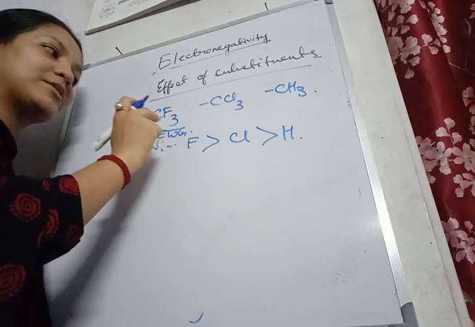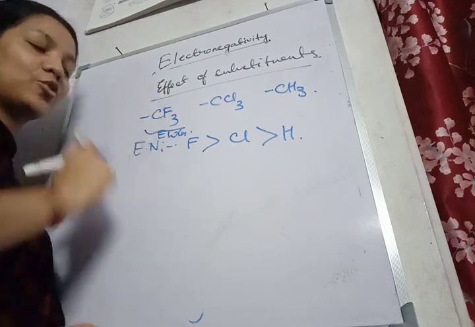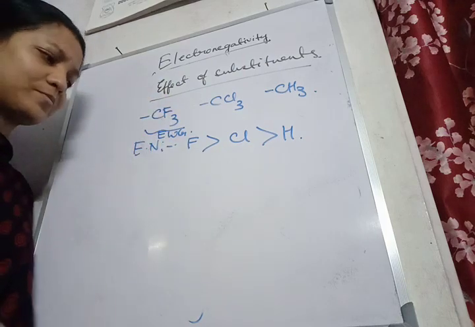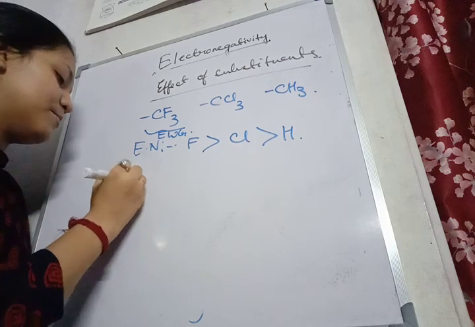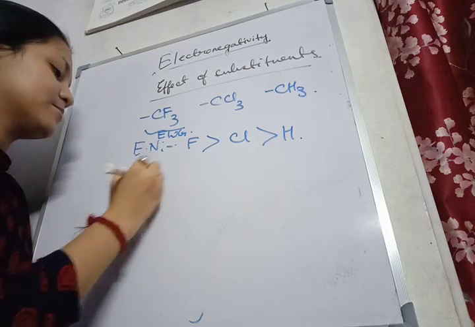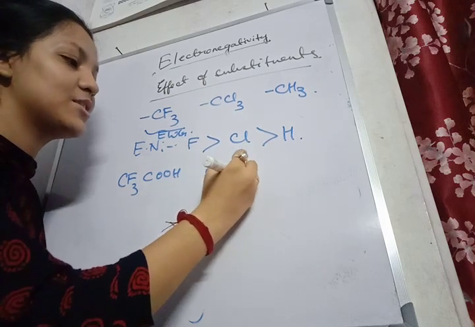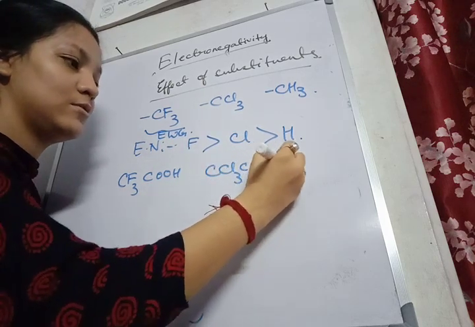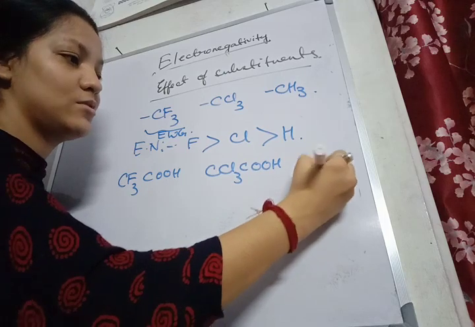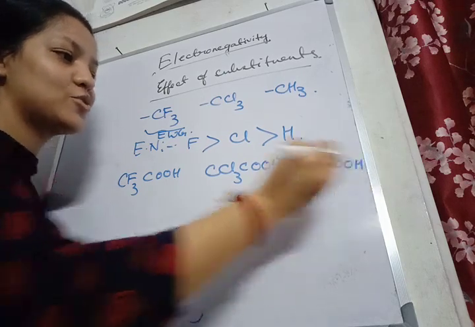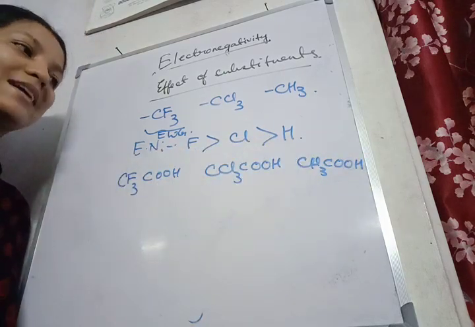So due to the presence of electronegative atoms, this CF3 group acts as an electron withdrawing group. Now, if I give you the compounds CF3COOH, CCl3COOH, and CH3COOH, and ask which one is a stronger acid, just compare the acidity order.